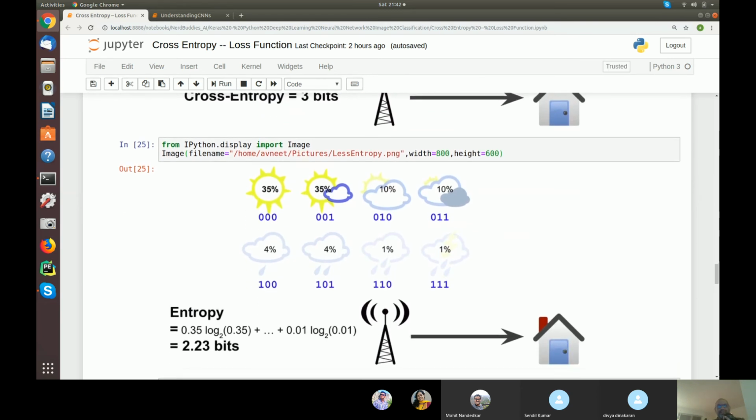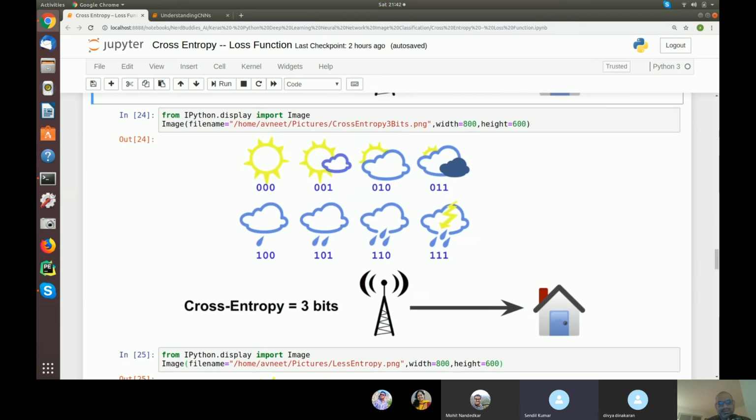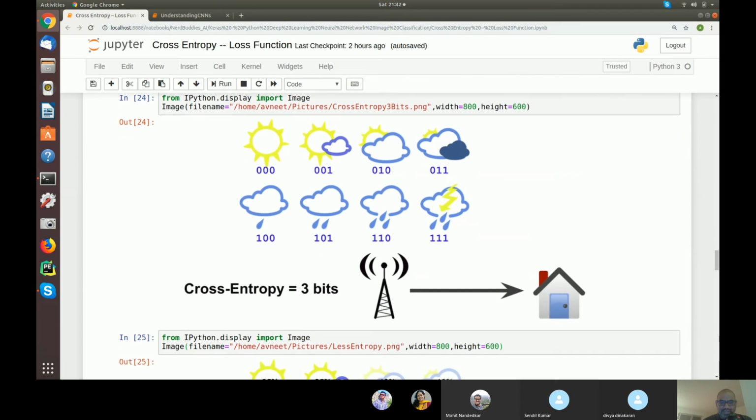Now, in this case, the message length is the cross entropy. Entropy means how much useful information you got. Cross entropy is how much information was sent to you. So the message length, which in this case is 3 bits, is the cross entropy. And in this particular case, the information that you got was also 3 bits. So the cross entropy and the entropy were the same.